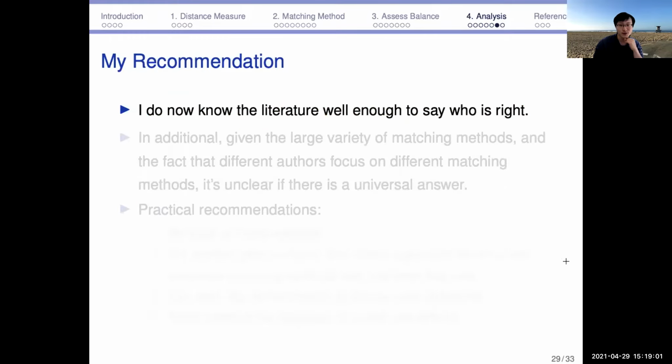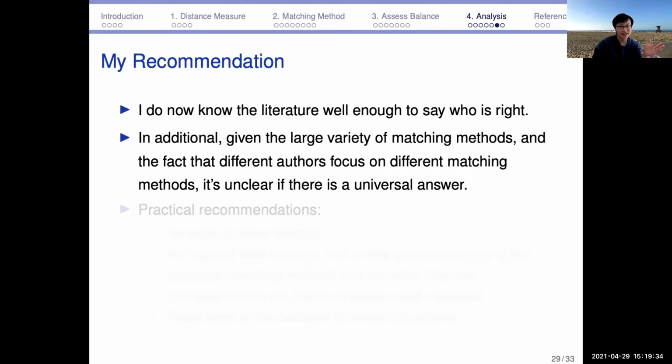Okay, so finally, my recommendation. My recommendation is that I don't know who is right, very likely because I don't know the literature well enough. Unlike marginal structural models and such, where I have done research, so I know a lot of these proofs and can do that in class and show you the proof. But for matching, on one hand, the proof is much more difficult. It's not just estimating equations. So anyway, I don't know who is right.